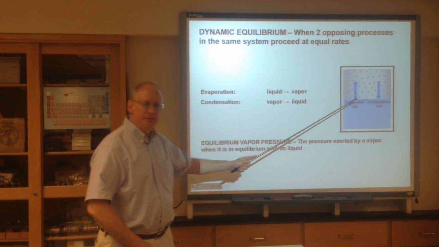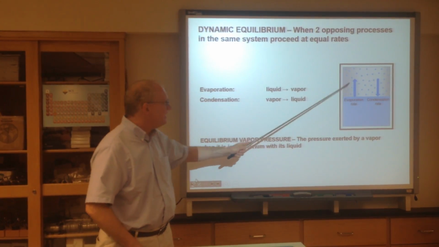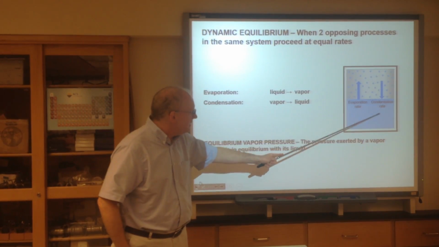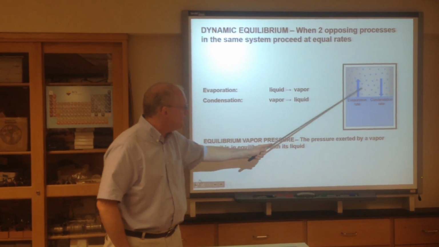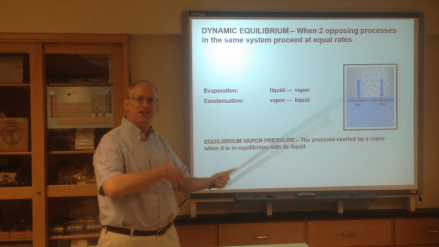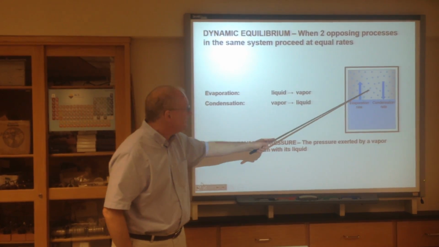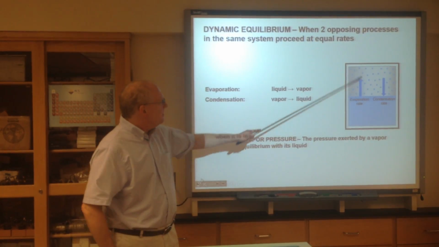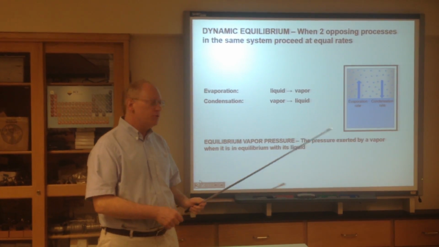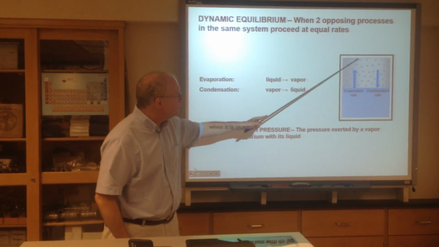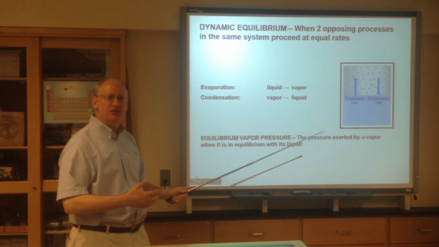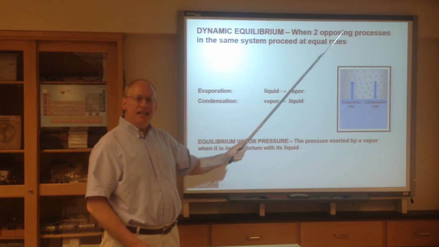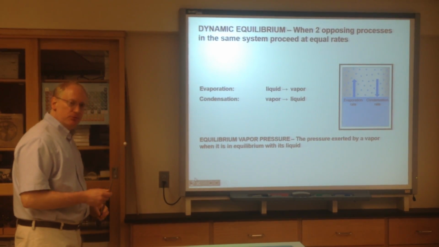And if you start this out when you just have a vacuum up here, you get a certain evaporation rate, and you get very little condensation rate because there are very few molecules up here to condense. But as time goes on, the density of molecules in the gas phase builds up. The rate of condensation increases because you have more molecules up here trying to condense, and eventually you reach a point where the rate of condensation is equal to the rate of evaporation.